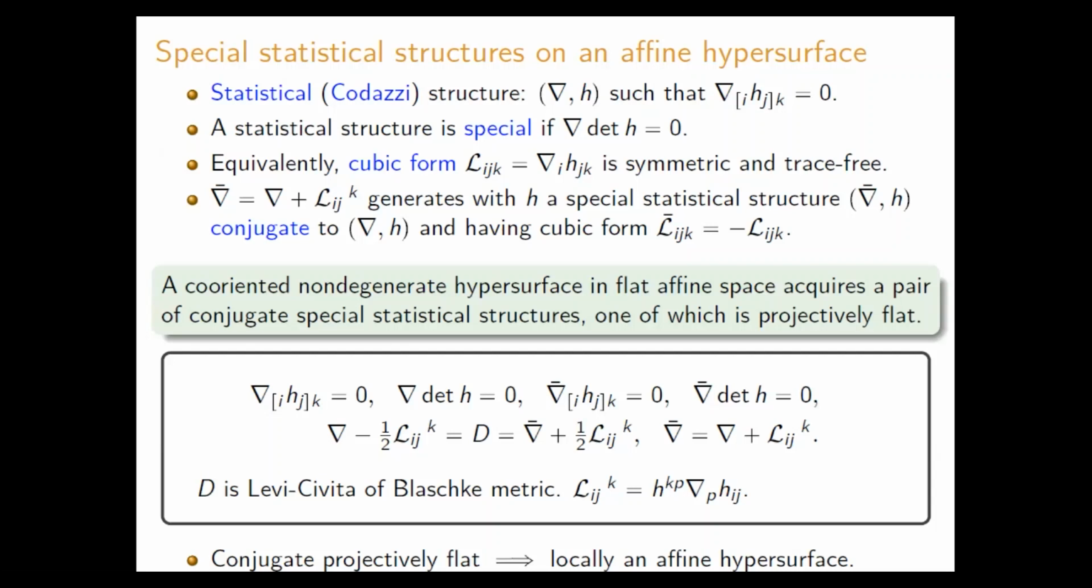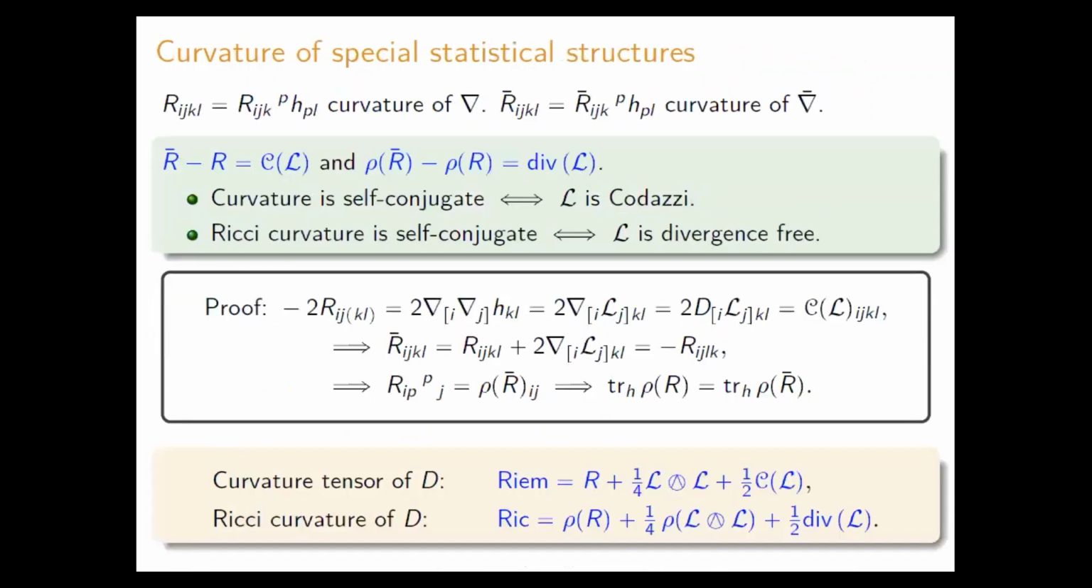And the statement that one of them is projectively flat is equivalent to these structures arising from an affine hypersurface. So in general, if neither of them is projectively flat, then this pair of structures does not come from an affine hypersurface. So I want to define Einstein-like equations for these structures.